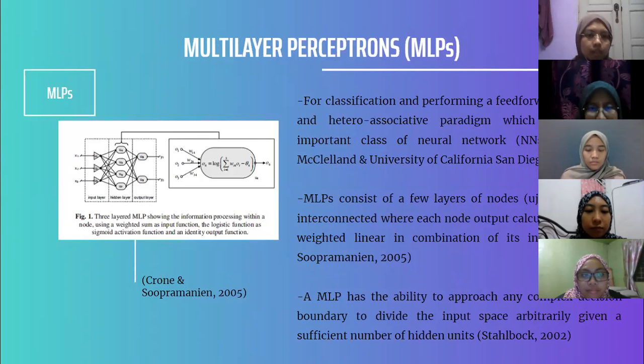Next is multi-layer perceptrons, or MLPs. MLPs have been used for classification and for performing feed-forward, control, and hetero-associative paradigms, which represent an important class of neural networks. They are also known to consist of a few layers of nodes that are fully interconnected, where each node output calculates a linear combination of its inputs, as we can see from the picture. Therefore, MLPs have been chosen as one of the methods since they have the ability to approximate any complex decision boundary to divide the input space arbitrarily, given a sufficient number of hidden units.